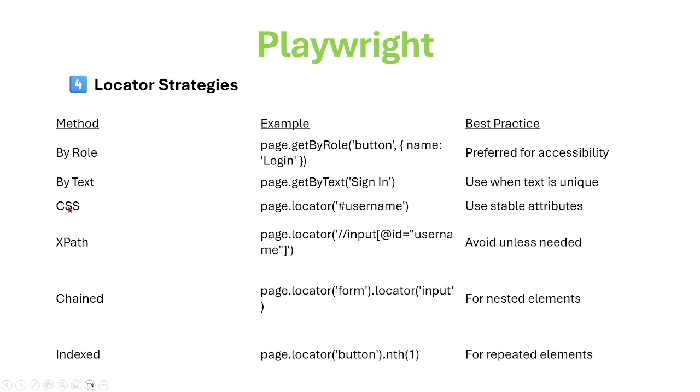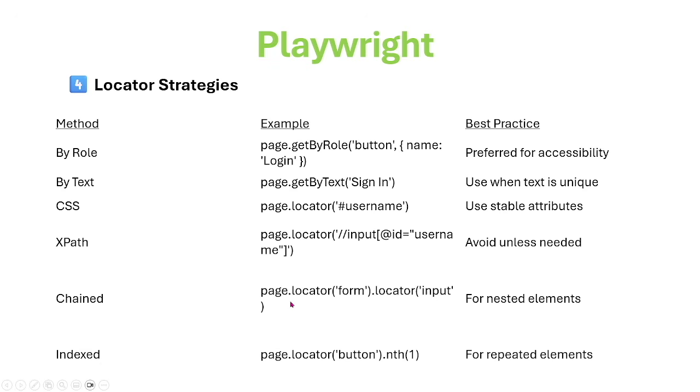And CSS: right-click the web element and inspect, and you can copy to get the CSS value. So page.locator, this is a CSS value. By XPath: right-click the web element, inspect, and get the XPath value. Page.locator, this is the XPath value.